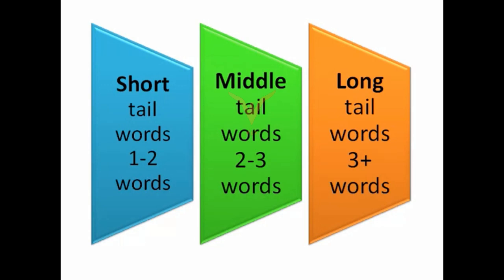So again I am repeating, there are 3 types of keywords: short tail keywords, middle tail keywords and long tail keywords. Short tail keywords are 1 or 2 words, which is not at all specific. Middle tail keywords are 2 or 3 words, which is a little bit specific but not in detail. And long tail keywords are specific, and the customer is saying exactly what he wants. So we are moving on with long tail keywords.